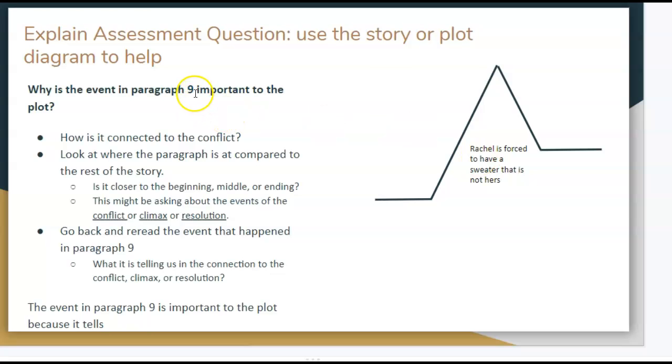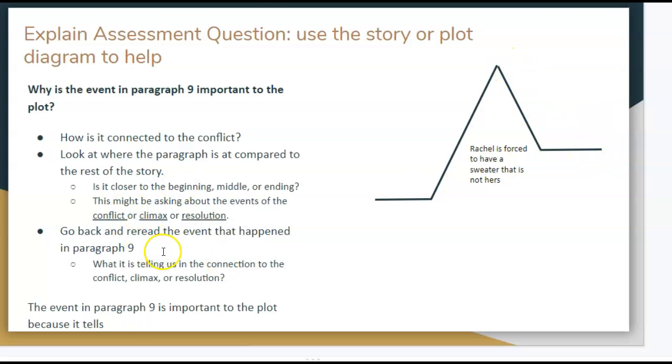And so what I'm going to do is go back and look at this paragraph and see why it's important. It could be asking about the conflict or the climax or the resolution. So that's why I'm going to go back and reread, because if it's close to the beginning, it might be asking for the conflict. Or if it's close to the middle, it might be asking how Rachel faced her problem, which is going to be, like I said, the turning point. If it's close to the ending, it might be asking us how the conflict was resolved or what happened after everything was said and done from the turning point, which is the resolution, the ending.